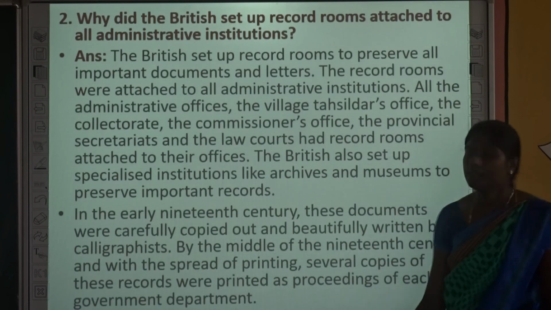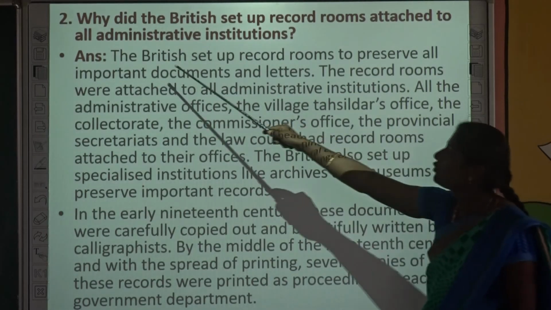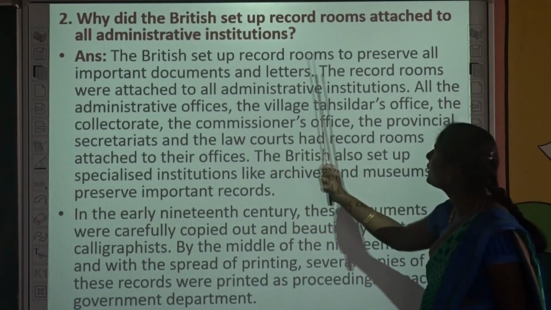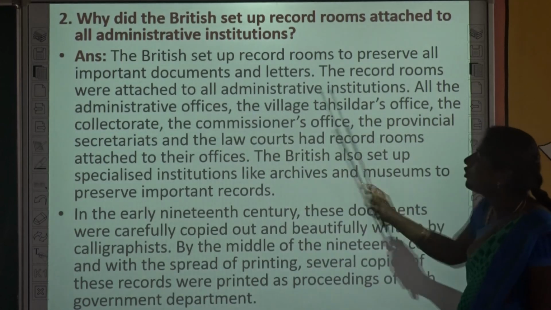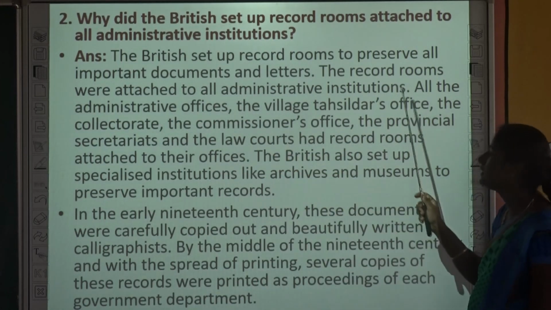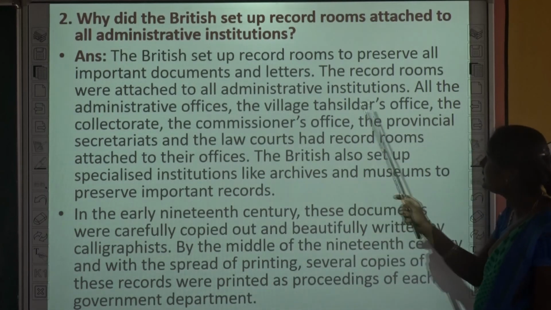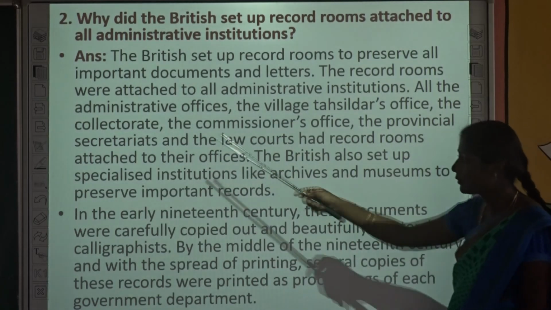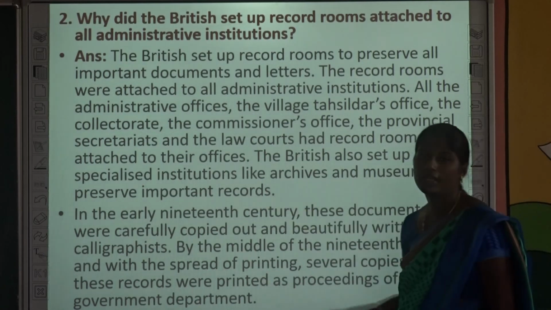The next second one: why did the British set up record rooms attached to all administrative institutions? The British set up record rooms to preserve all the important documents and letters. The record rooms were attached to all the administrative institutions, and all the administrative officers, the village tahsildar's office, the collectorate office and the commissioner's office, the provincial secretaries and the law courts had record rooms attached to their offices.